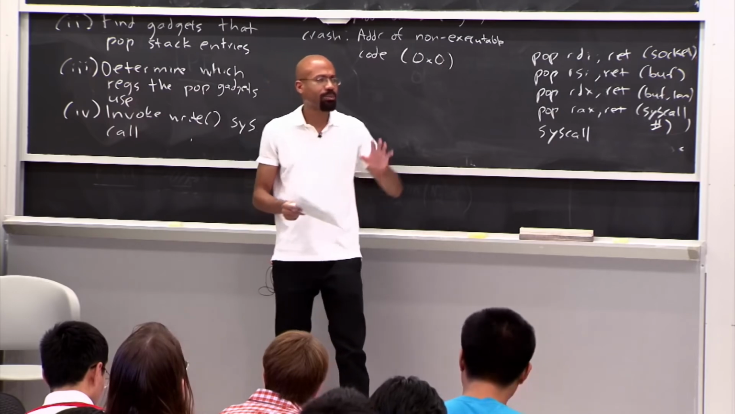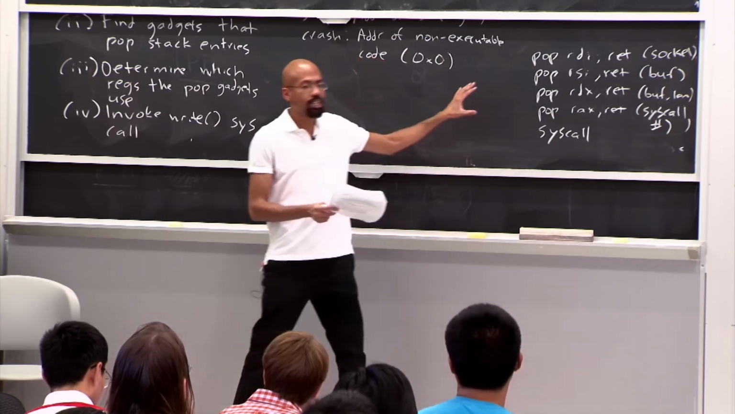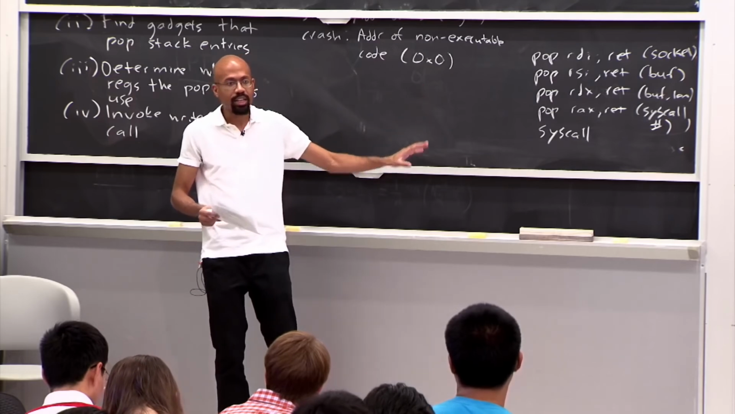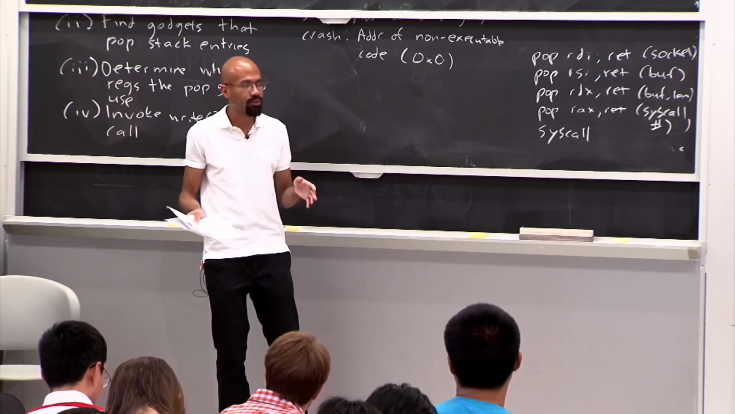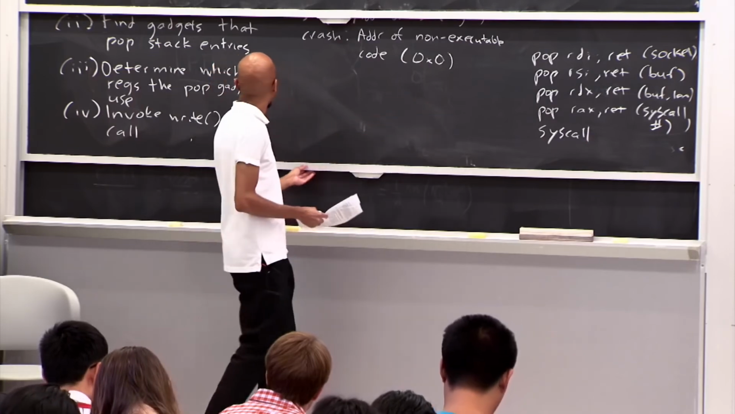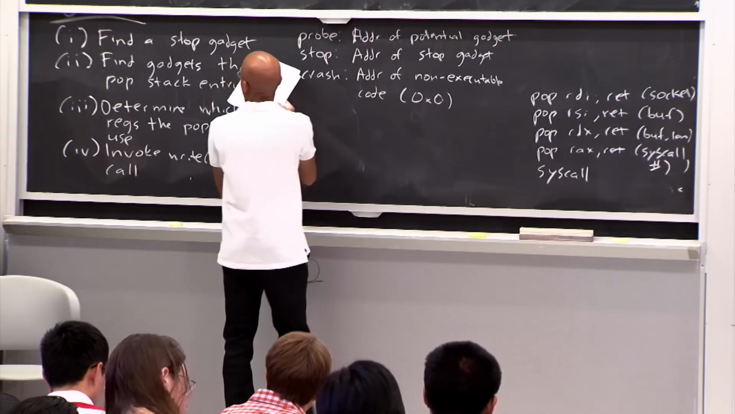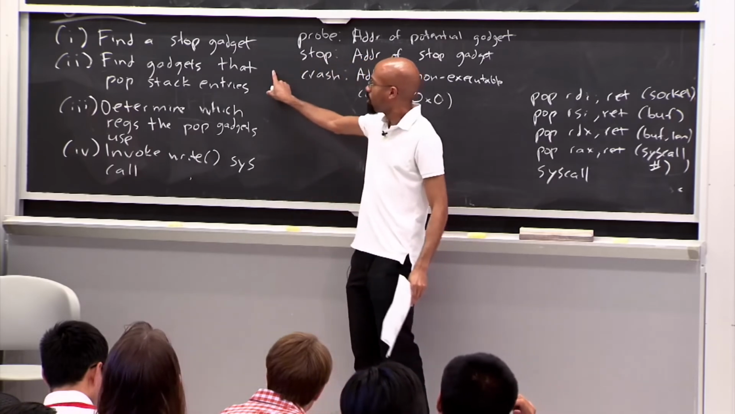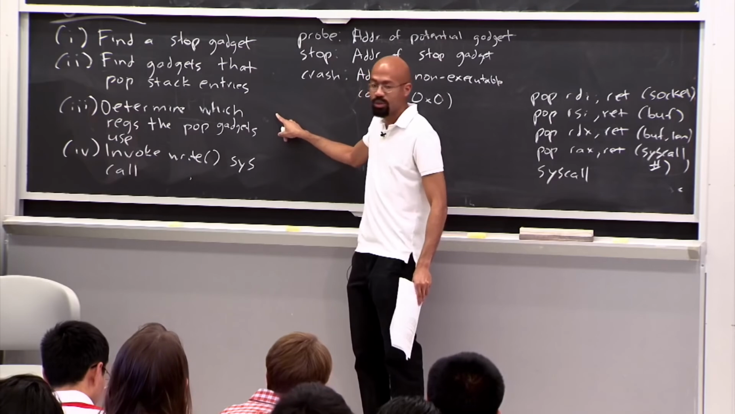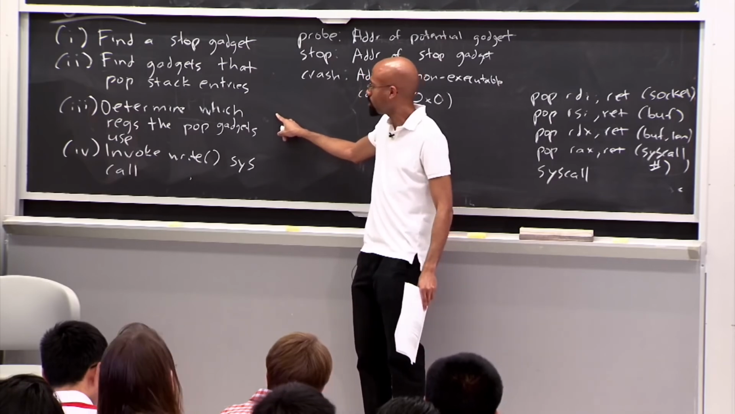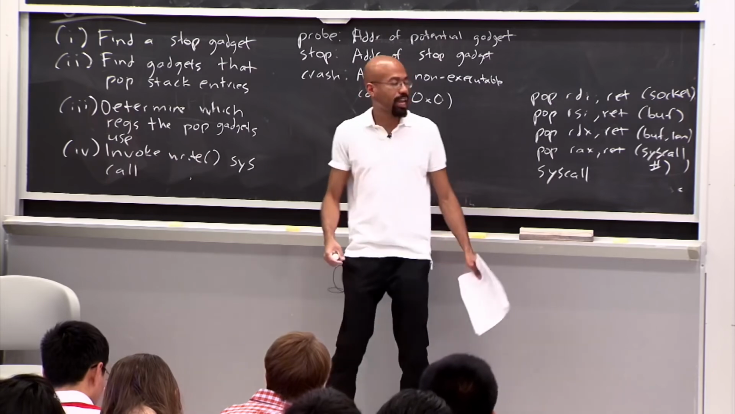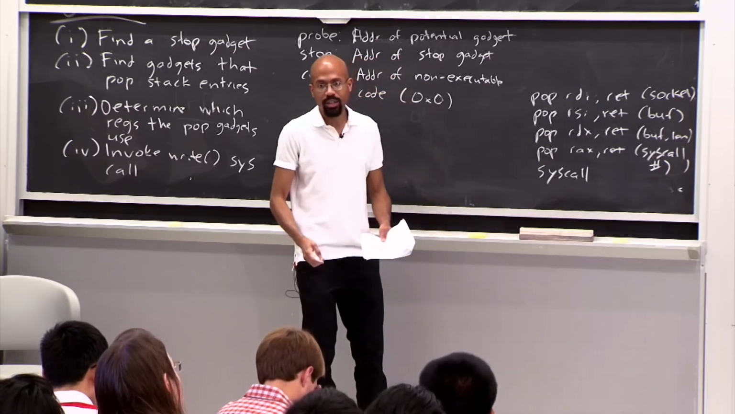Like I said, in the paper there's a bunch of optimizations, but really you need to understand the basic stuff before those optimizations will start to make sense. We can talk about the optimizations maybe offline, or after class, but suffice it to say, this is the basics of how you launch that BROP attack. You've got to find the stop gadget, find those gadgets that pop stack entries, figure out which registers those gadgets pop into, figure out where syscall is, and then invoke write by accumulating all that knowledge.